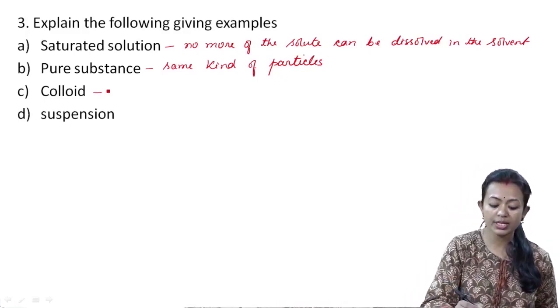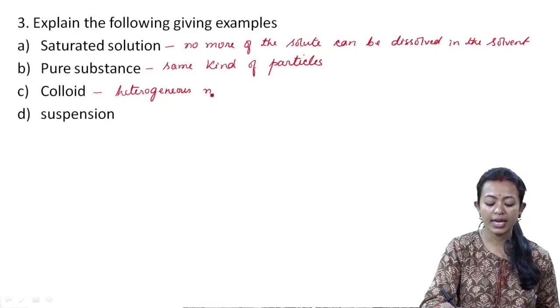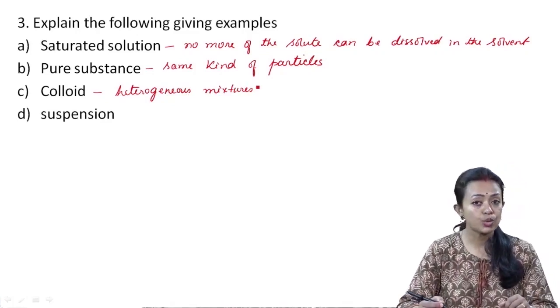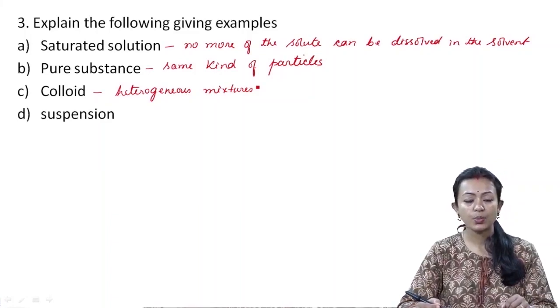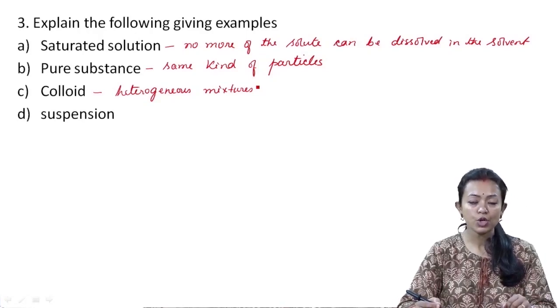Next, what are colloids? They are heterogeneous mixtures and they show Tyndall effect. The size of their particles is within the range of 1 nanometer and 100 nanometer. So you can have all this explanation to define a colloid.